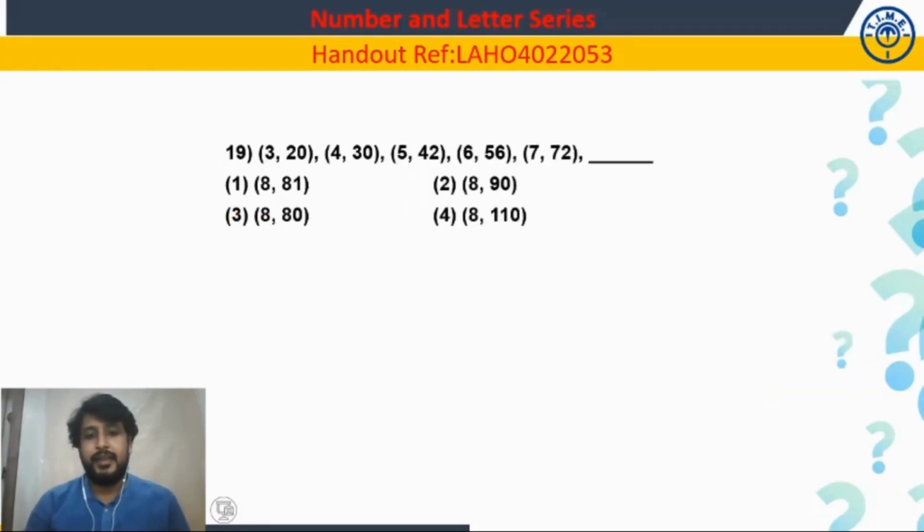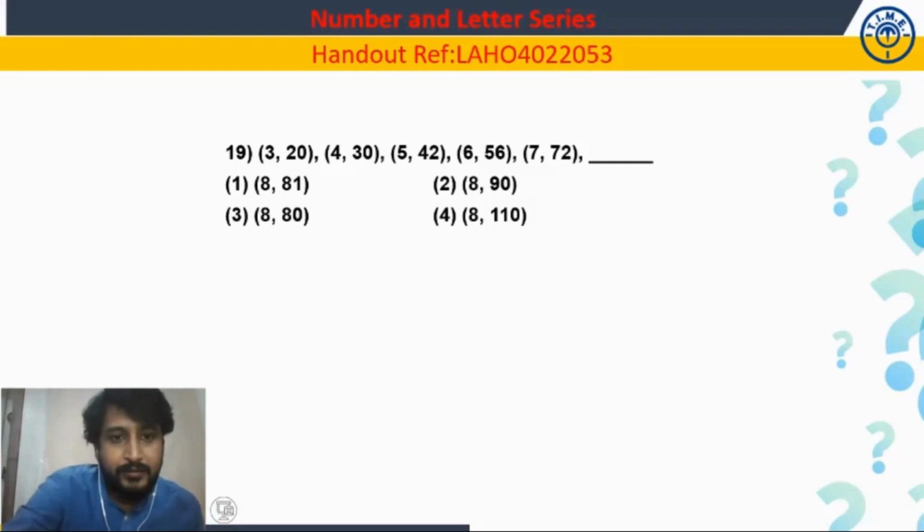Question number 90. 3, 20. Okay. Any idea? Let's see. 3 and 20 given in the brackets, 4 and 30 given in the brackets, 542, 656, 772. By looking at the numbers, I can see two logics here. But in both the logics, the answer will remain same. I'll discuss the logic which is not given here. Look at it in the alternate way.